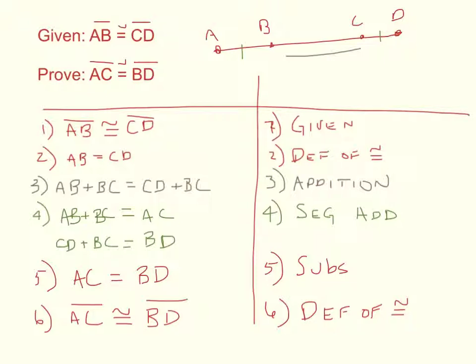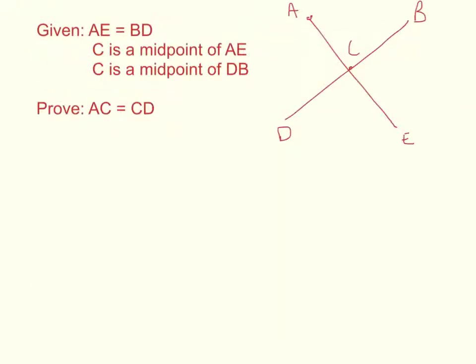Let's try one more, a little longer. Alright, we know that AE is equal to BD. So this segment is equal to that segment. C is the midpoint of AE, C is the midpoint of DB. We want to prove that AC is equal to CD. Alright, well, let's get our columns out.